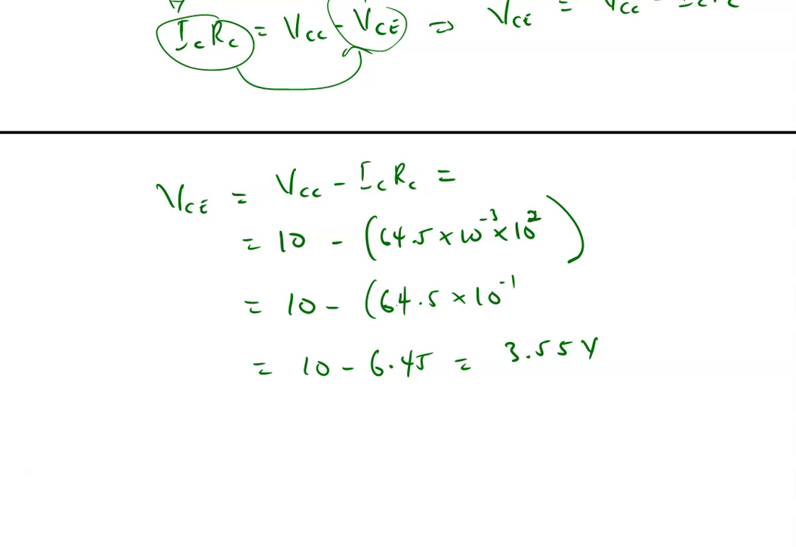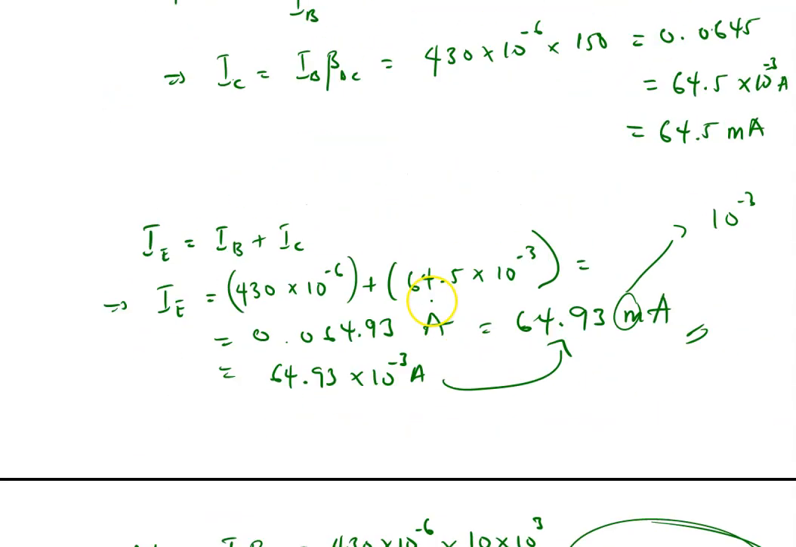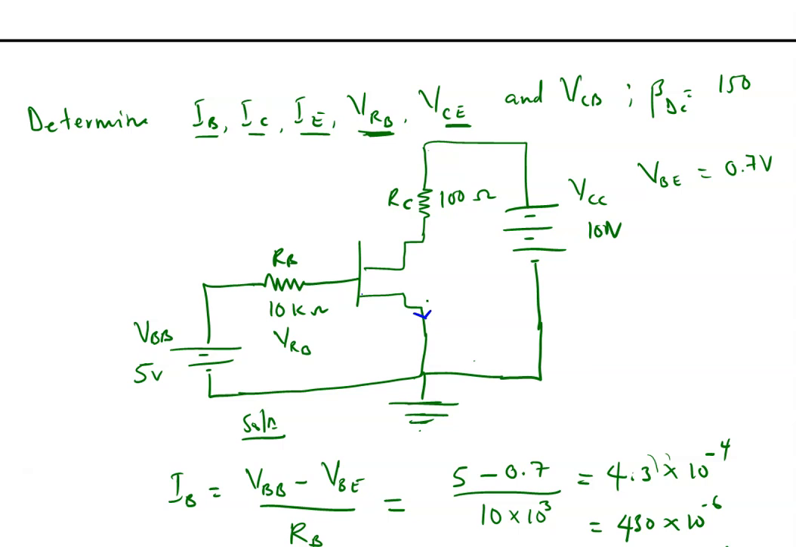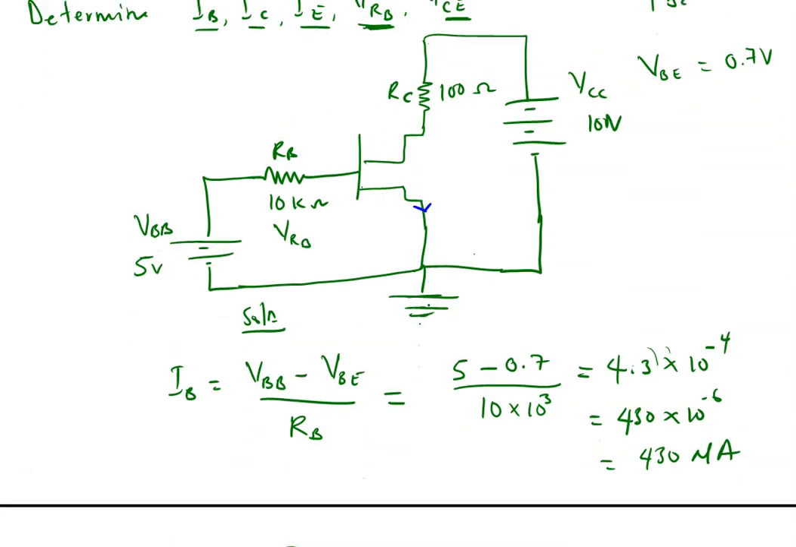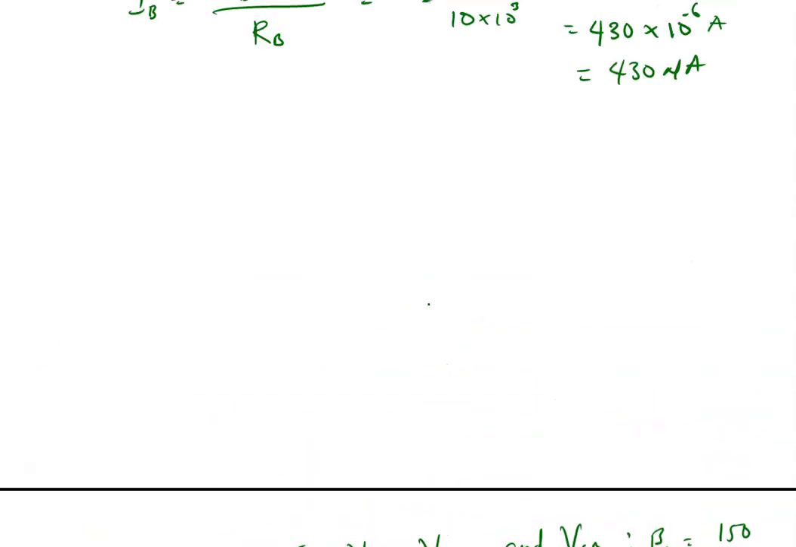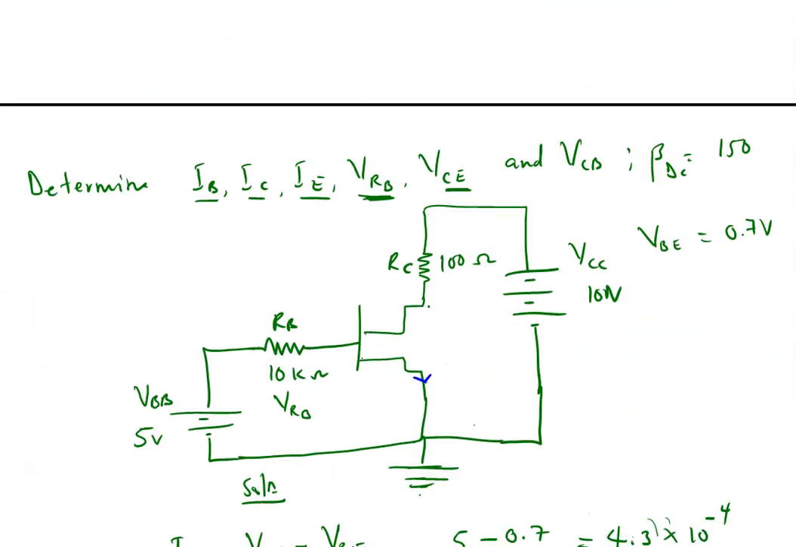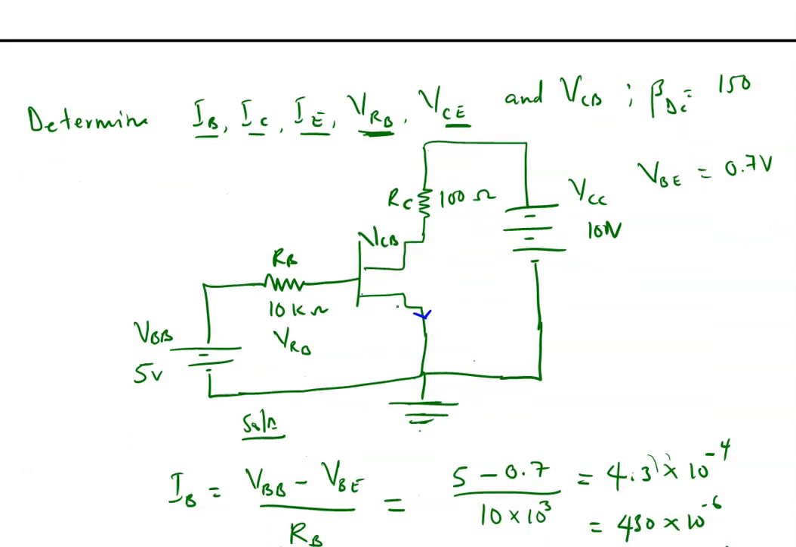Then the next one that we need to find is the VCB. That's the VCB. Right. And where is the VCB located? The VCB is located at this point. That is VCB. And that is more like the difference in the voltages. I have VCB here, I have VBE here, and I have VCE here.